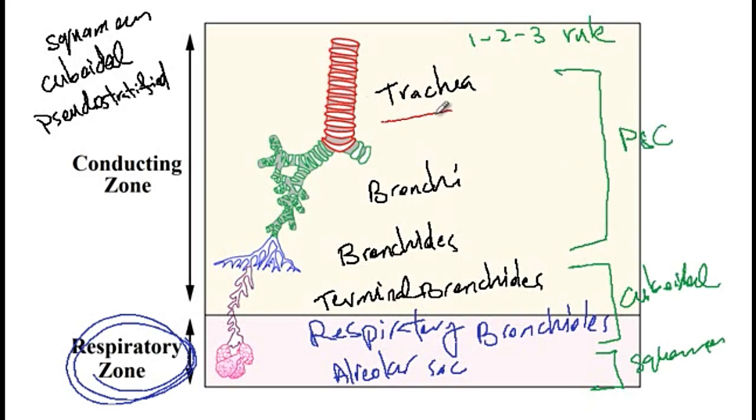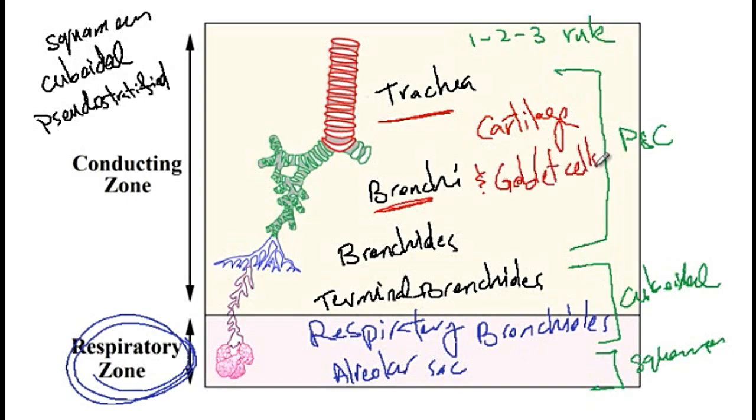You should also know that trachea and bronchi also contain cartilage and goblet cells. And finally, of all the structures that are listed here, squamous cells is the only one that is not ciliated. The rest of the structure, cuboidal cells and pseudostratified columnar cells, are ciliated.